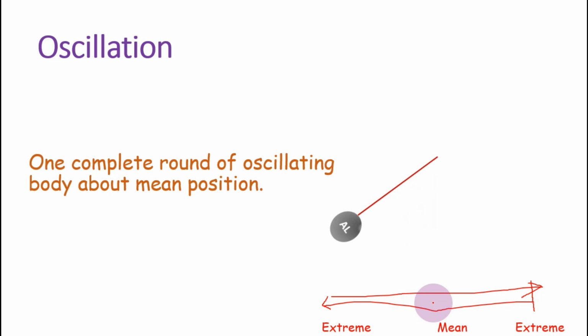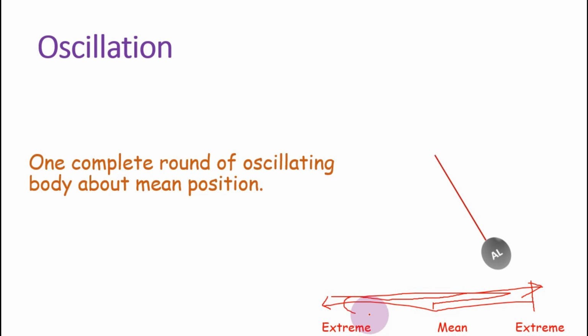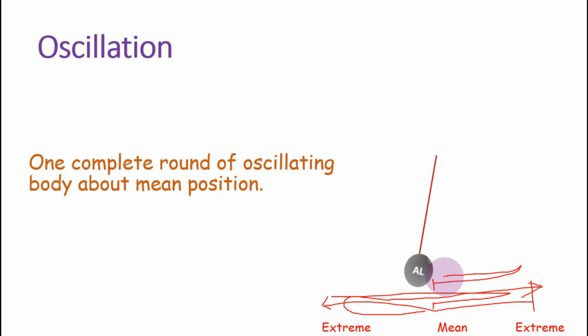If it starts the journey from the mean position, then goes to the extreme, the mean, another mean, and back to the other extreme, and then back to the mean position. That is, start your journey from the mean, go to the extreme, the mean, come here, and come back here. So this is one oscillation.